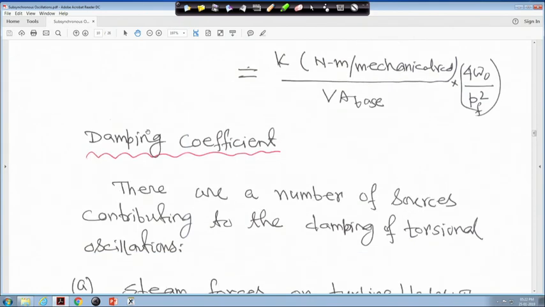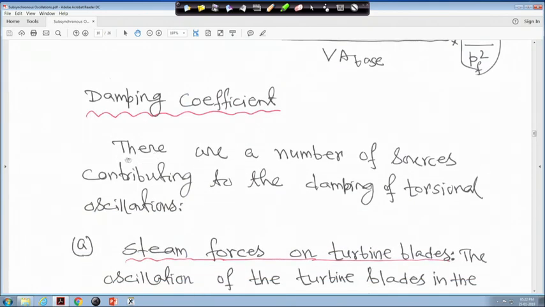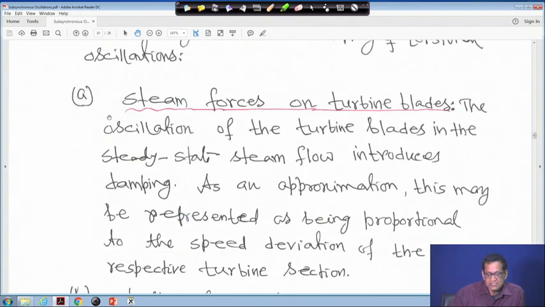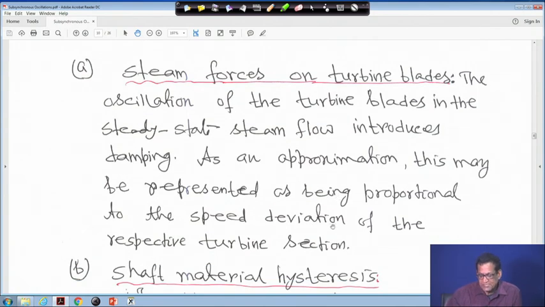Next is the damping coefficient. There are a number of sources contributing to the damping of torsional oscillations. Number A, the steam forces on turbine blades. That is because steam is injected on the turbine blades, therefore the oscillation of the turbine blades in the steady state steam flow introduces damping. As an approximation, this may be represented as being proportional to the speed deviation of the respective turbine section.